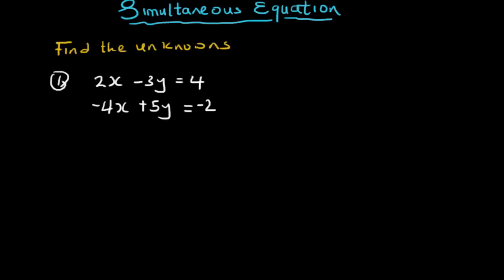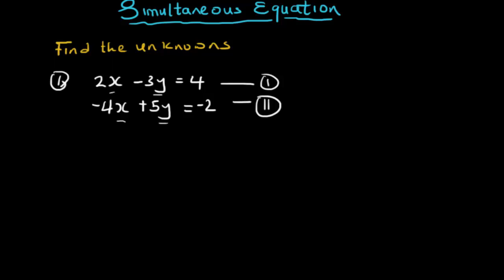Find the unknowns. 2x minus 3y equals 4, minus 4x plus 5y equals minus 2. Now remember, you want to label the equation. Now, unlike previous questions we've taken, if you look at all the variables, none of them has 1 or minus 1 as coefficients. This has 2, this has minus 3, this has minus 4, this has 5. So you see that it's a step higher than what we've been doing.